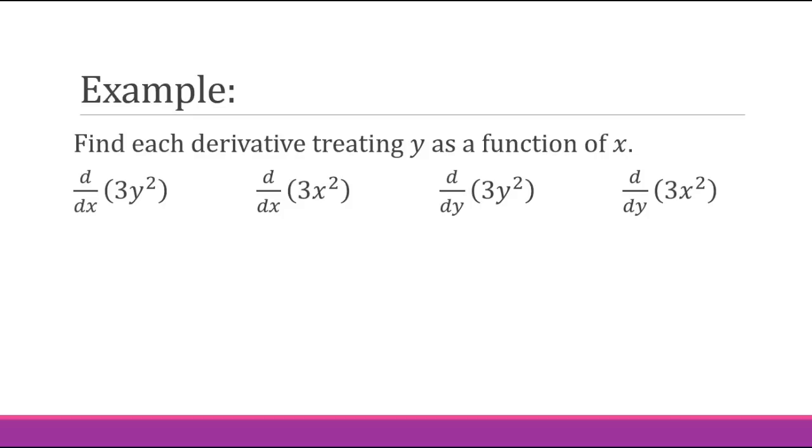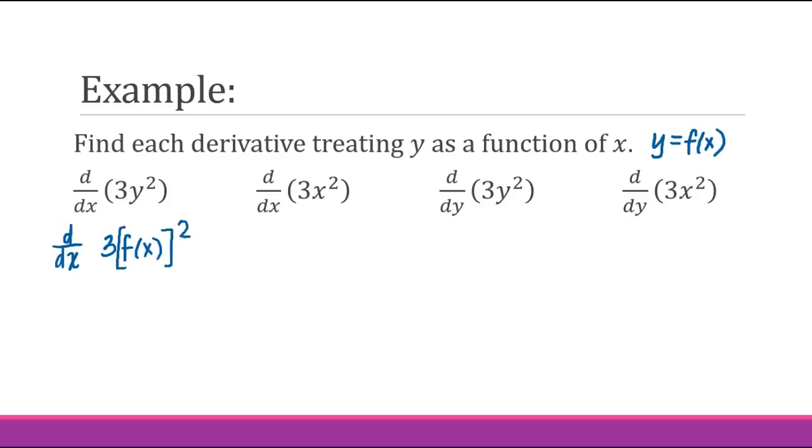In this example, we want to find each derivative treating y as a function of x. So in other words, y is equal to f of x. So here we have take the derivative with respect to x of 3y squared. Notice that the variables don't match, but we were told to treat y as a function of x. So another way to think about this problem is take the derivative with respect to x of 3 times f of x as a quantity squared.